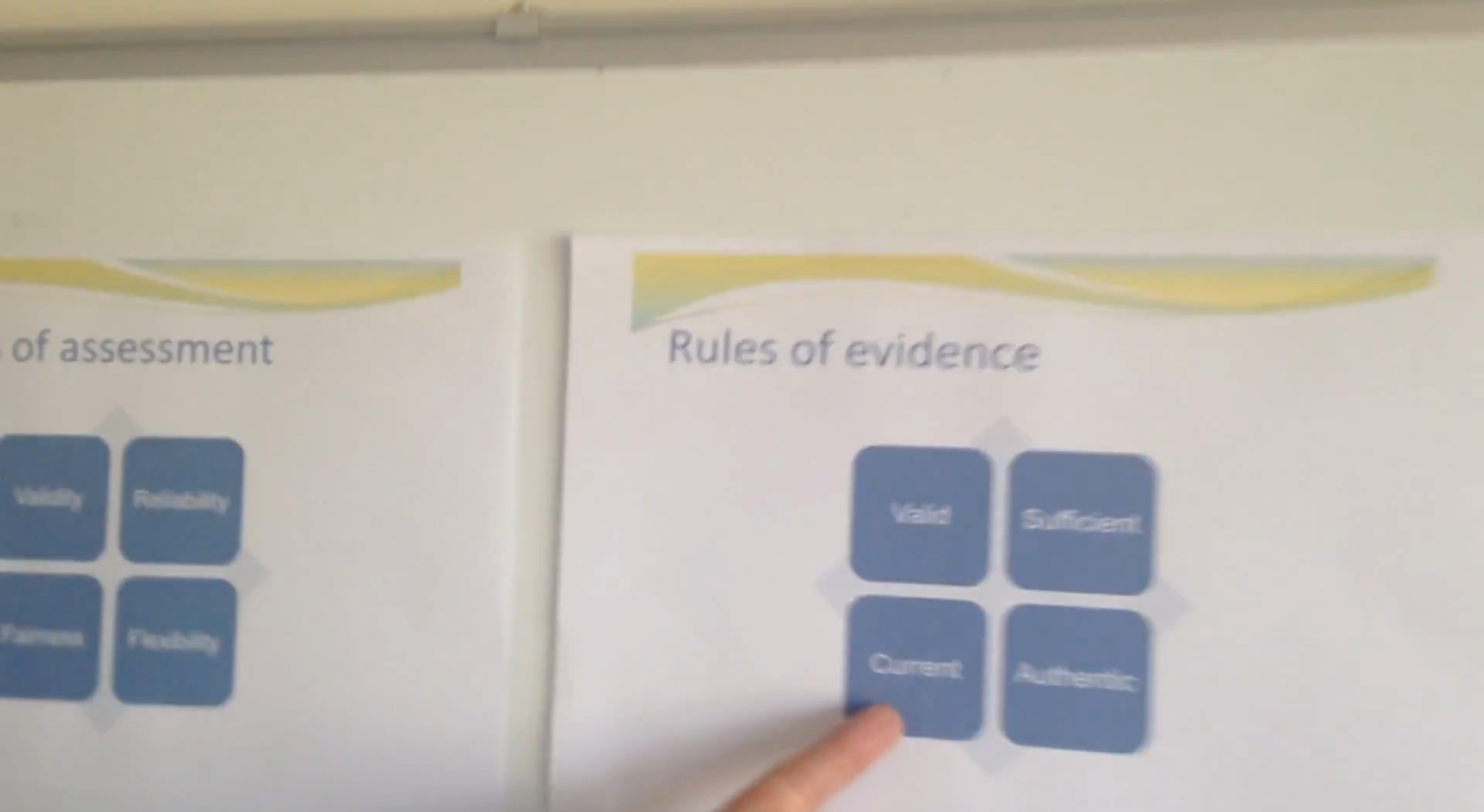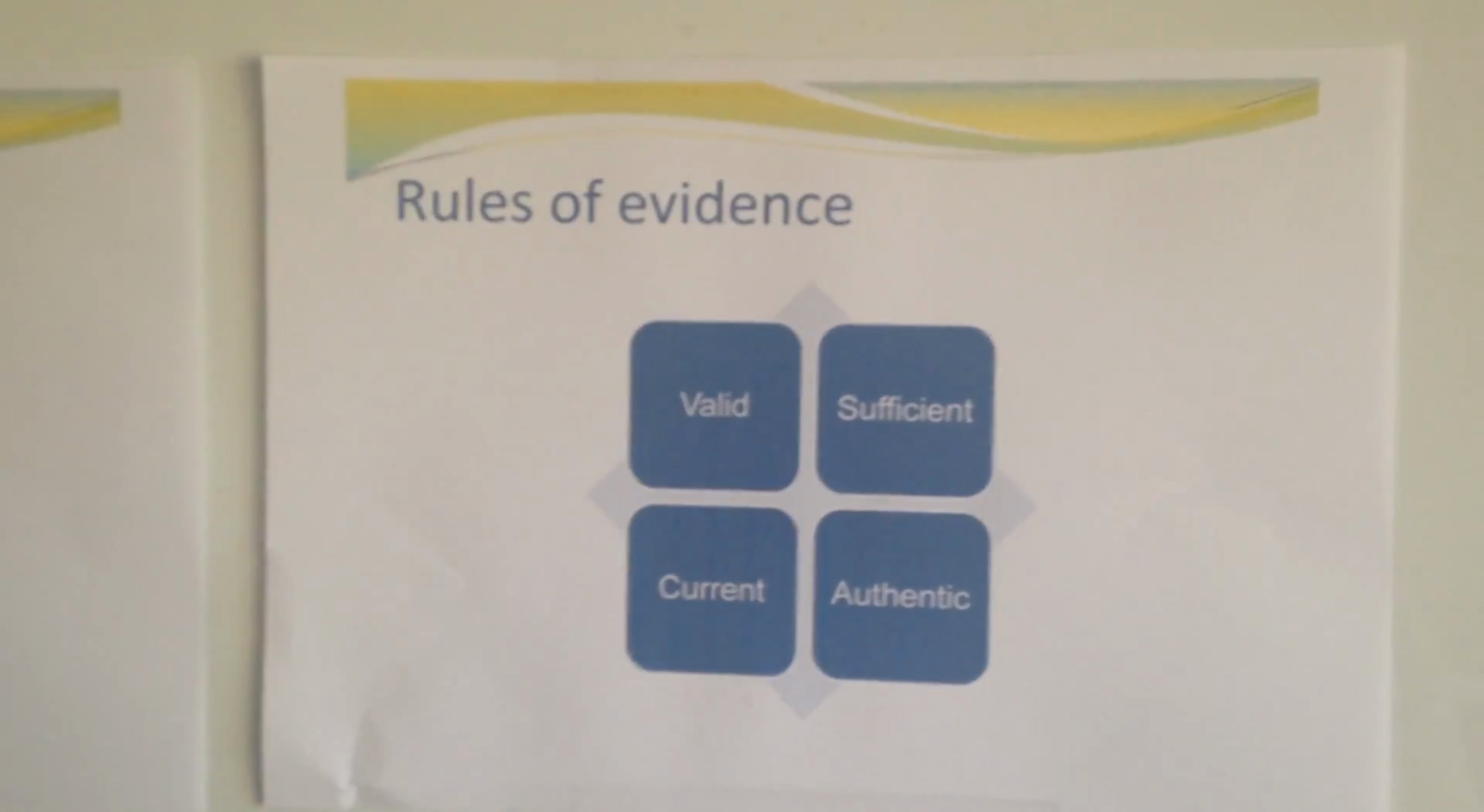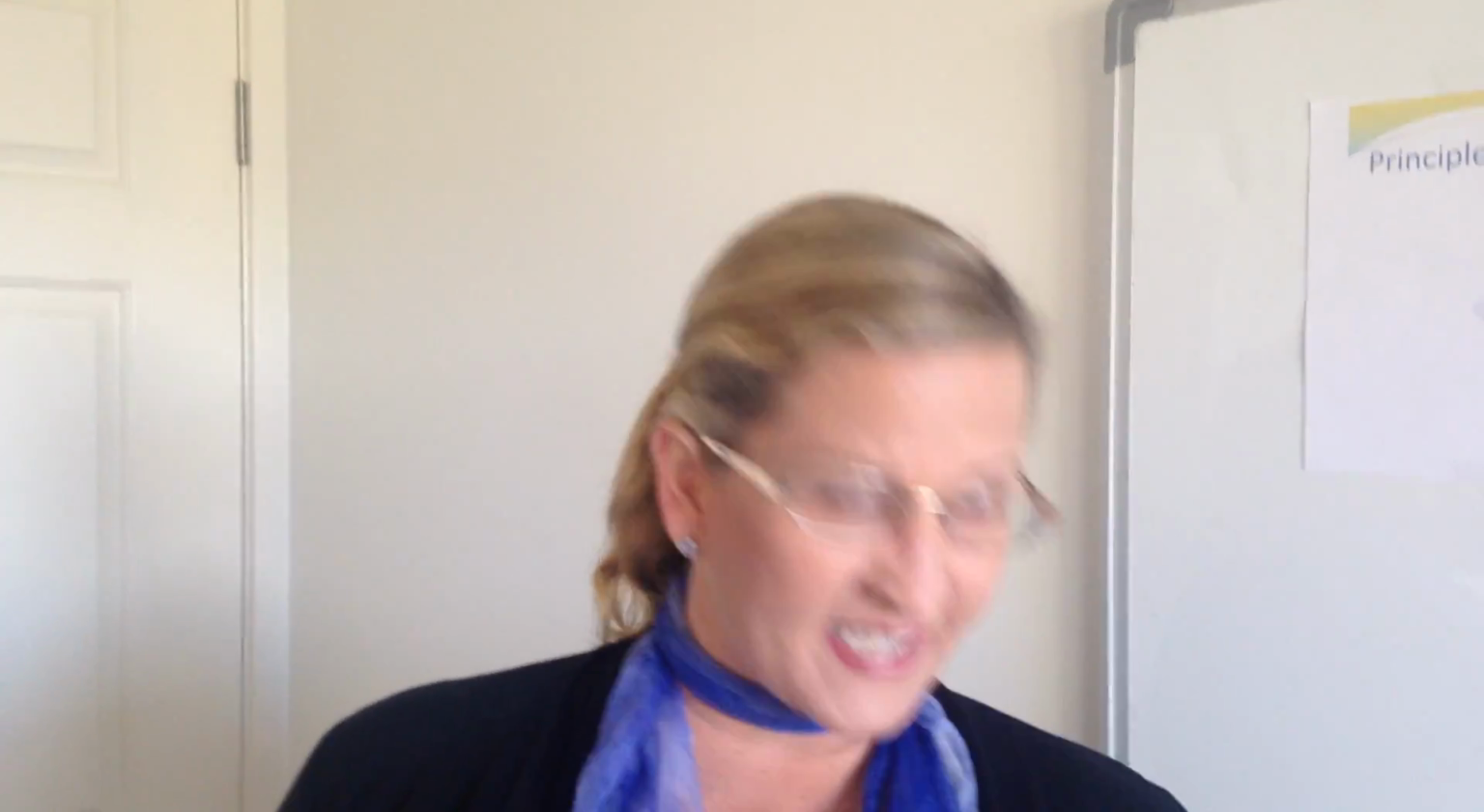The next one looks at currency. Okay, is your evidence current? Now, ASQA defines currency, which is really open to much interpretation, but it says that it's the very recent past. So it just depends on what industry you work in. For example, in the hospitality industry, where things don't change that often, their currency might be from today's date 5 years prior to today's date as being current.